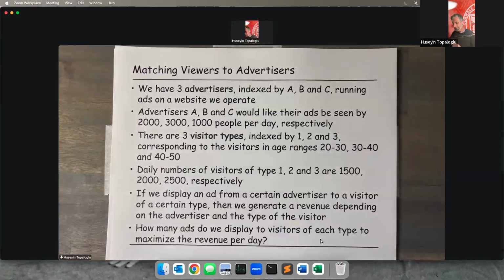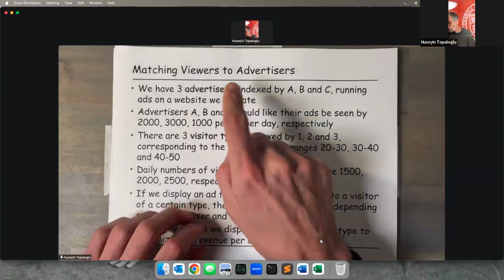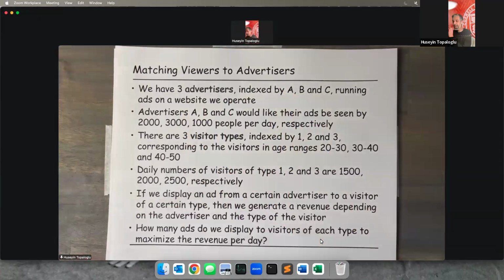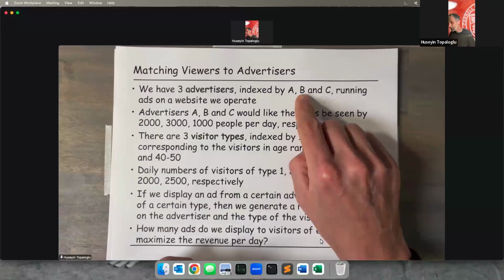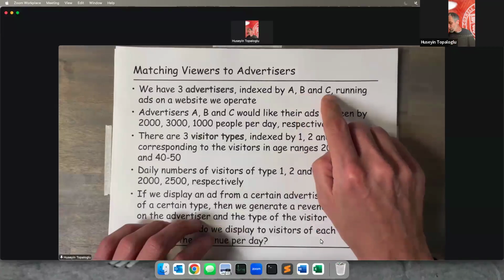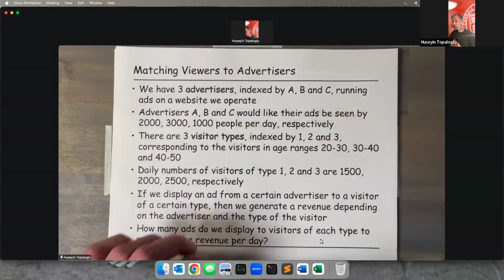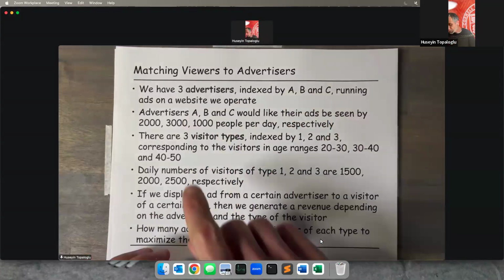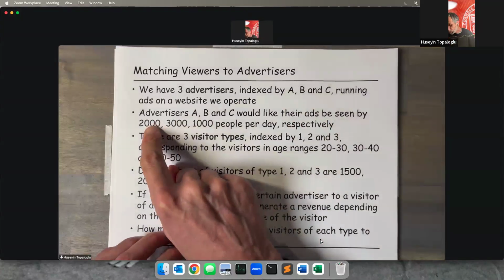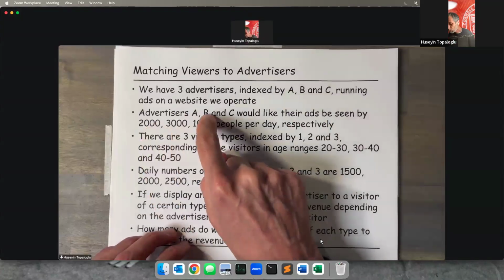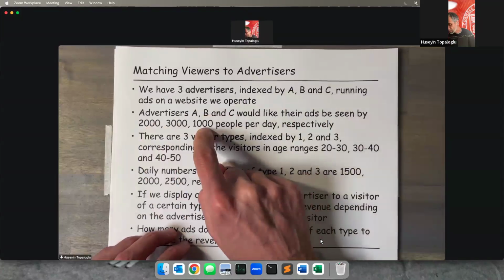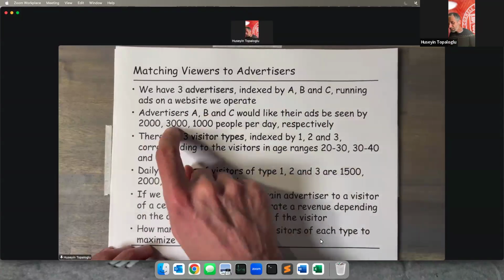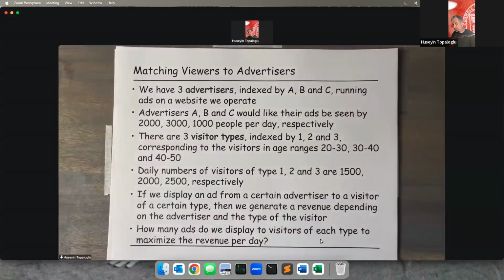So let's say we're running a website. On our website, there are three advertisers called advertiser A, B, and C that are running ads. Let's say advertiser A is Nike, advertiser B is Adidas, advertiser C is Camper. Advertiser A would like its ads to be seen by 2,000 viewers, advertiser B by 3,000 viewers, and advertiser C by 1,000 viewers. These are the desired numbers of viewers by each advertiser.